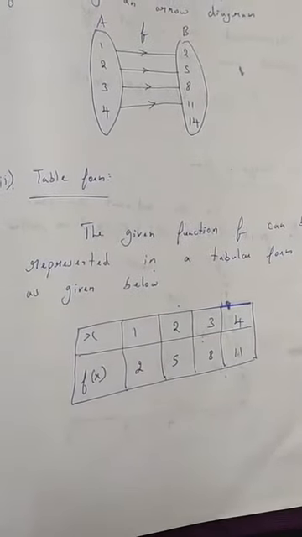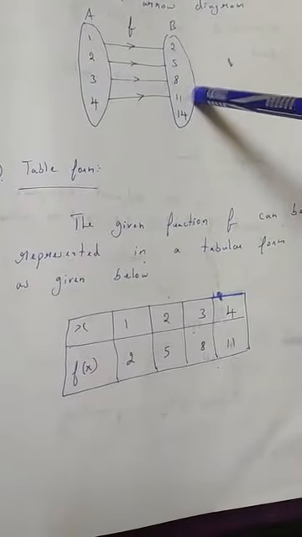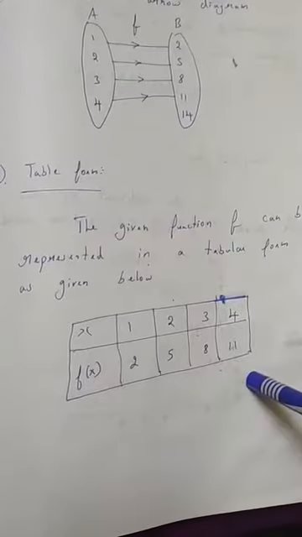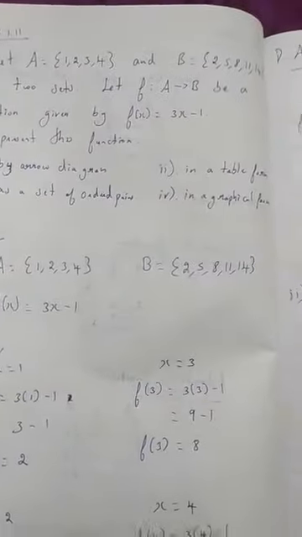What are the x elements? 1, 2, 3, 4. What are the y elements? 2, 5, 8, 11. 14 is not connected, so no need to write 14 here. What is the next one? Ordered pairs, and the last one is graphical form.